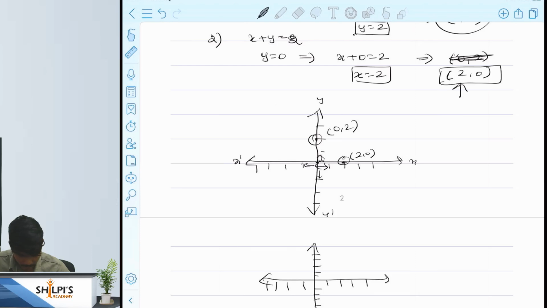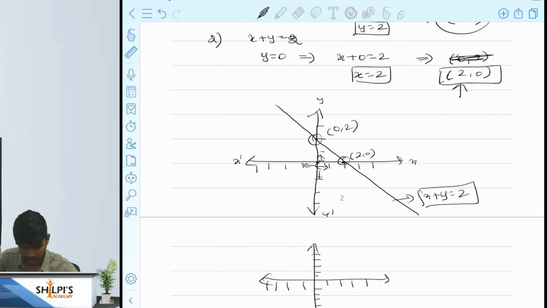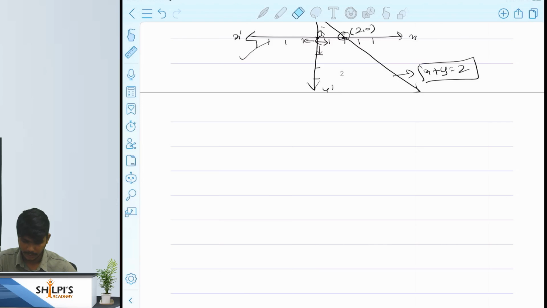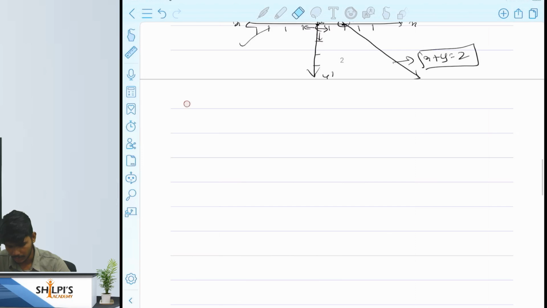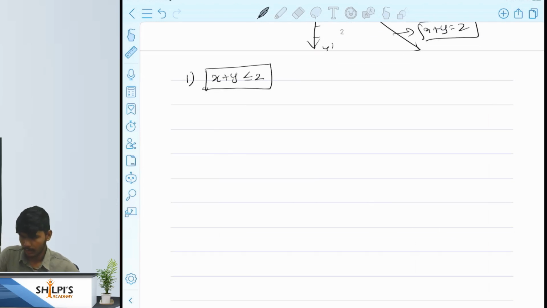If you connect these 2 points, this is the graph for x plus y equal to 2. So this is the line we draw. As of now, we have drawn a graph for x plus y equal to 2. Hereafter, I want a graph for x plus y less than or equal to 2. In this case, what will you do? Separate one: x plus y is equal to 2.